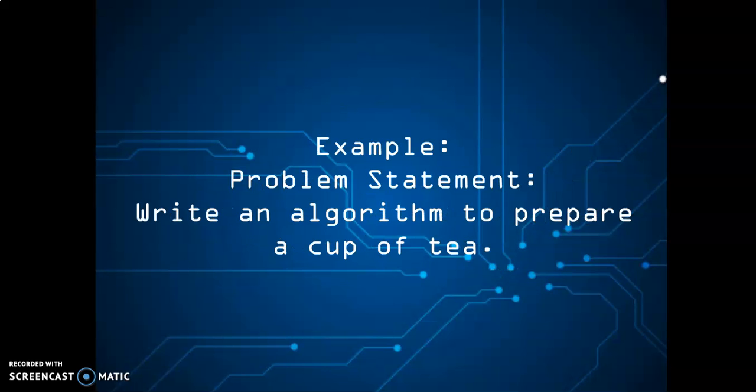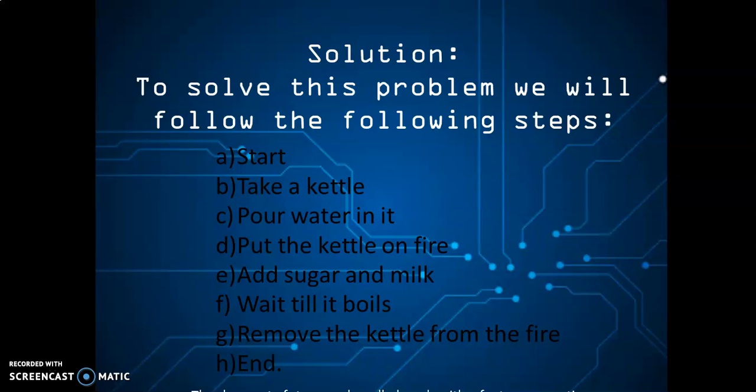Now let us take an example. The problem statement says: write an algorithm to prepare a cup of tea. So we have encountered a very big problem, the preparation of a cup of tea. To solve this problem, we will imagine a solution and write that solution in steps, in an easy to understand language for humans, that is English, and those steps would be called an algorithm. So let's see. To solve this problem, we will follow the following steps.